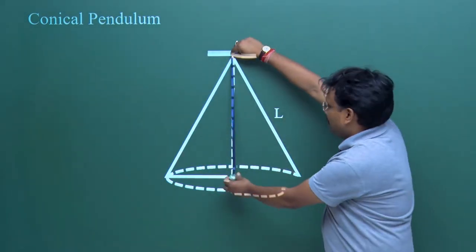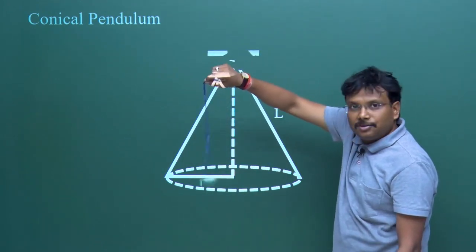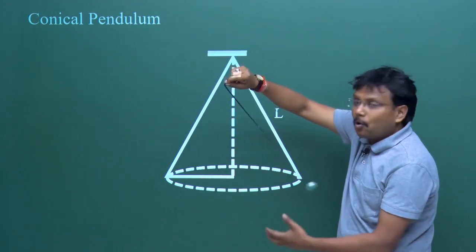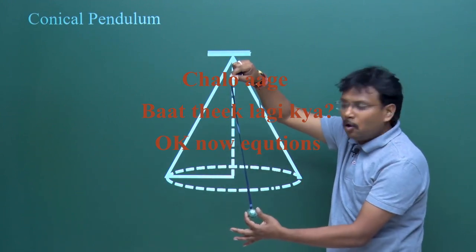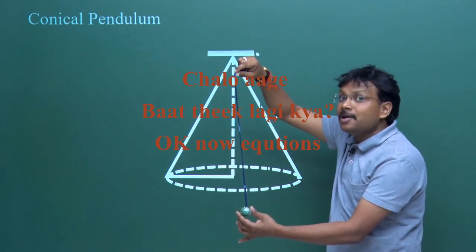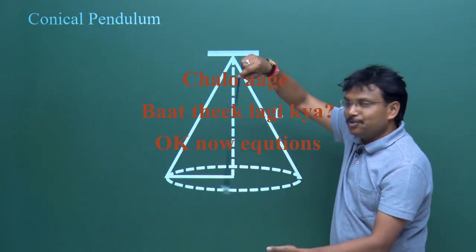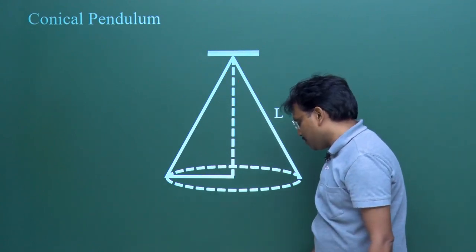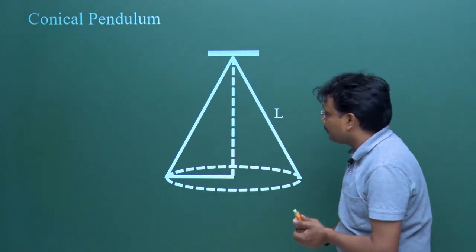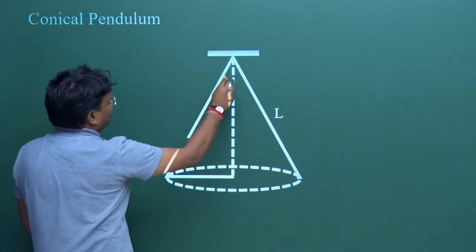So what is happening here? Rotating like this. This is the conical pendulum, a type of arrangement that you can also use for explanation of the simple pendulum, but here I am using it in this manner. Now let us try to analyze what is happening here. First, I will complete this diagram.